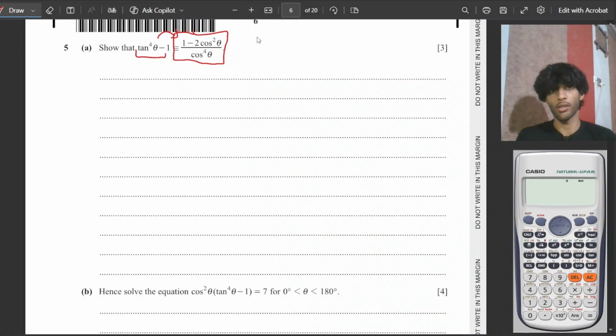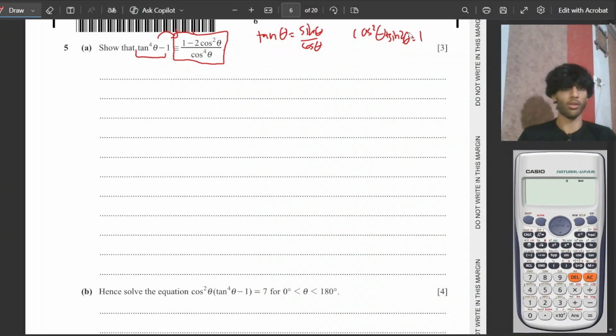Two identities that you need to know. So tan theta equals sine theta over cosine theta. And then the other identity you have is cosine squared theta plus sine squared theta equals 1. These are the only two identities you need to know for paper 1. They got the job done, and yeah, that's the start.